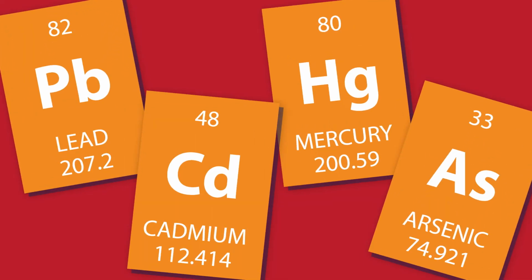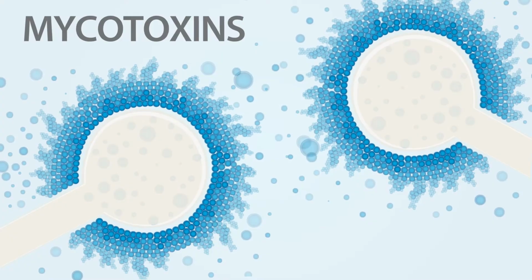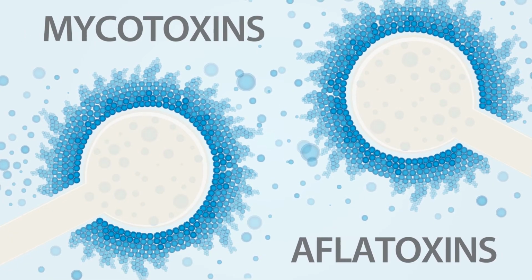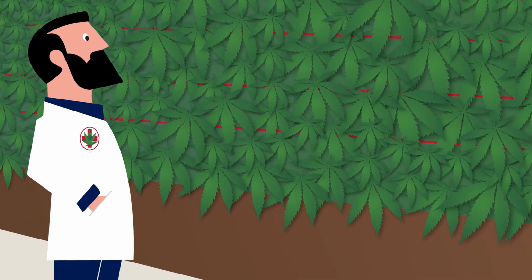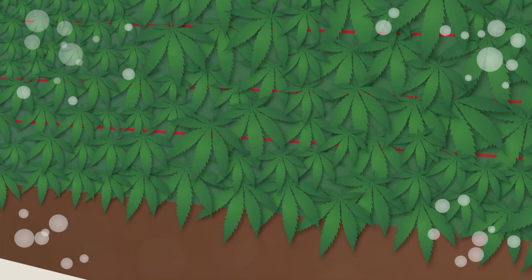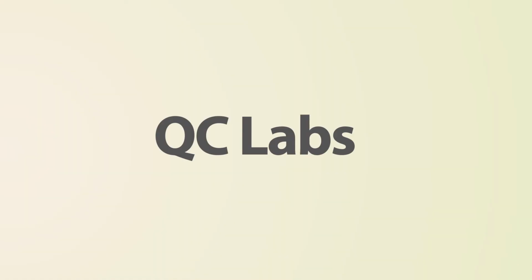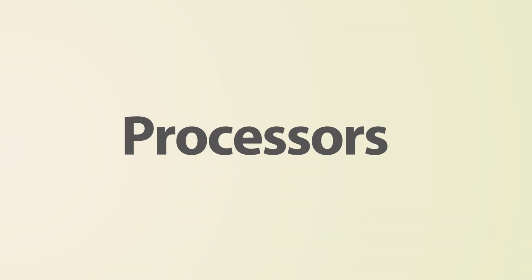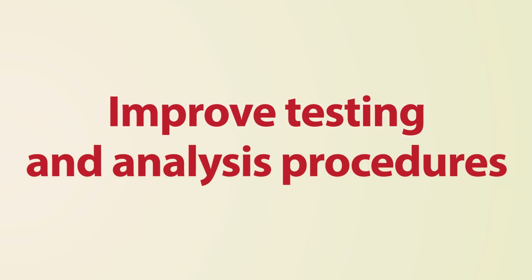In addition to potency profiles, cannabis testing is also used to identify a variety of contaminants, including heavy metals, residual solvents, and pesticides. Microorganisms, mycotoxins, and aflatoxins are a particular concern because the ideal growing conditions for cannabis are also ideal for the growth of harmful bacteria and fungi. But all contaminants can be very dangerous for patients with compromised immune systems. That's why QC labs, growers, processors, and dispensers of medical marijuana products are looking to improve their testing and analysis procedures.